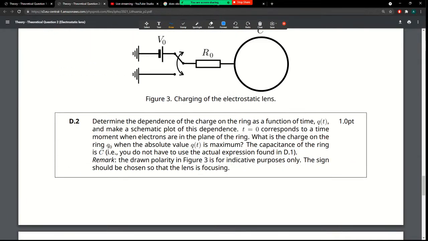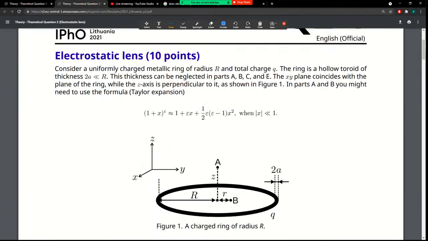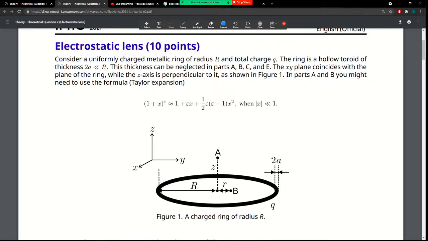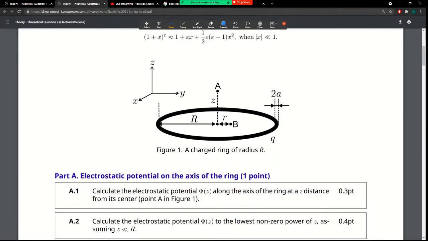Electrostatic lens, 10 points. Consider a uniformly charged metallic ring of radius r and total charge q. The ring is hollow toroid of thickness 2a less than r. This thickness can be neglected in the parts A, B, C, and E. The xy plane coincides with the plane of the ring, while the z-axis is perpendicular to it, as shown in figure 1. In parts A and B, you might need to use the Taylor expansion formula.